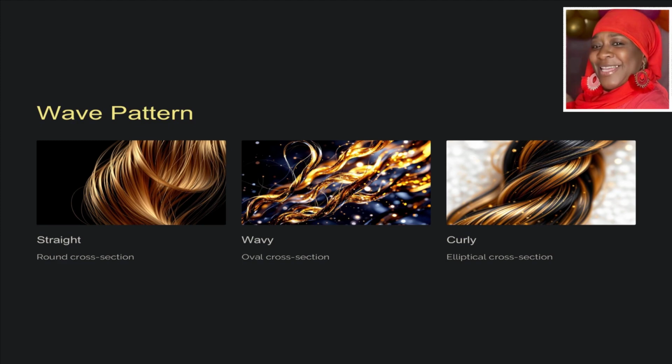Natural wave patterns are the result of genetics. The shape of the hair follicle determines the shape of the hair strand. Hair with a round cross-section is straight. Hair with an oval cross-section is wavy or curly. Hair with an elliptical-shaped cross-section is extremely curly. The flatter the hair follicle is, the curlier the hair will be.